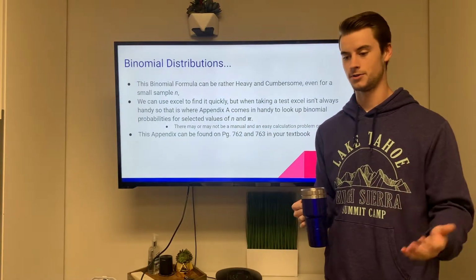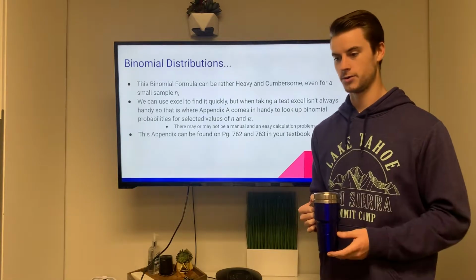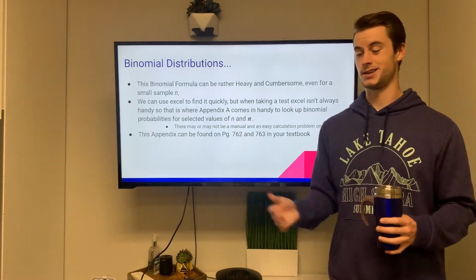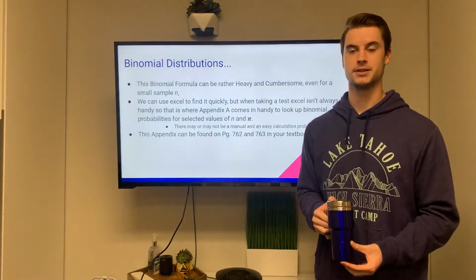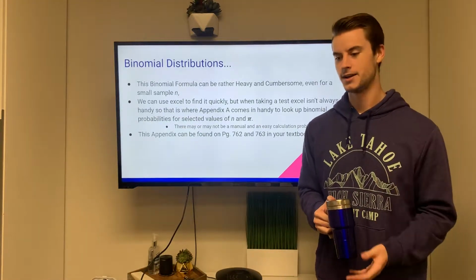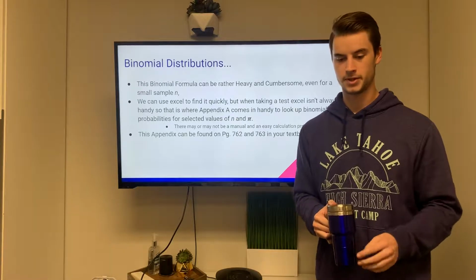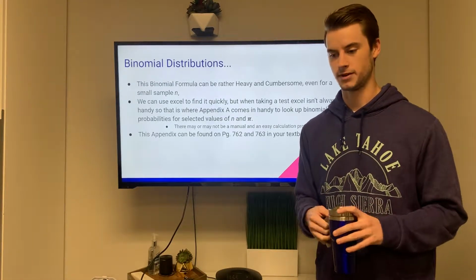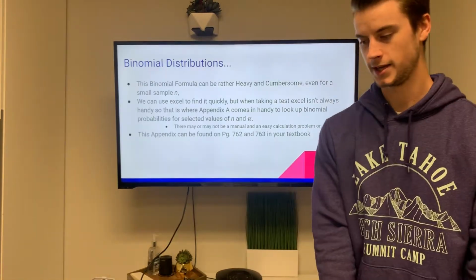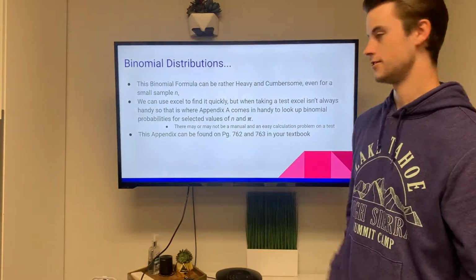Again, like I said, this formula can be heavy and cumbersome even for a small sample size. We can use Excel to find it quickly, but when taking a test, Excel isn't always handy, obviously, because I'm not going to let you use Excel on a test. Sorry, guys. But Appendix A can come in handy to look up binomial probabilities for selected values of n and pi. Again, I even put the pages you can find in your textbook.